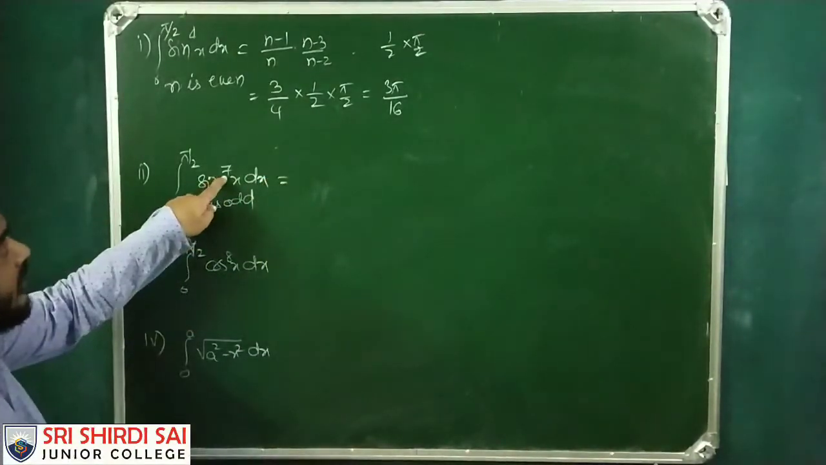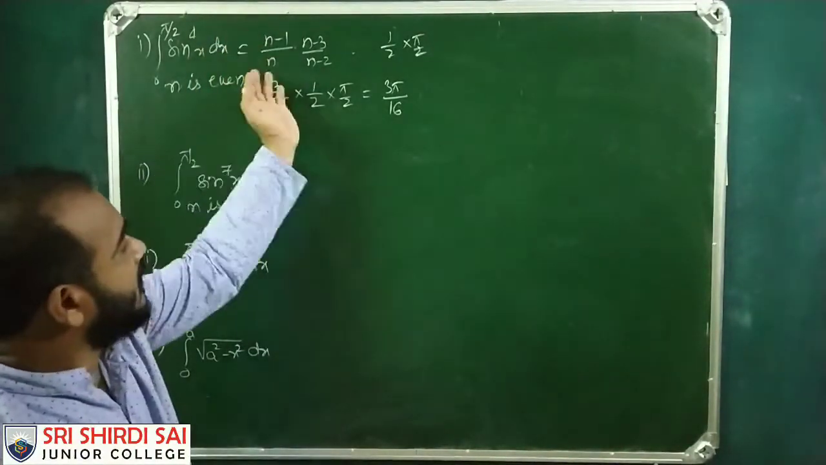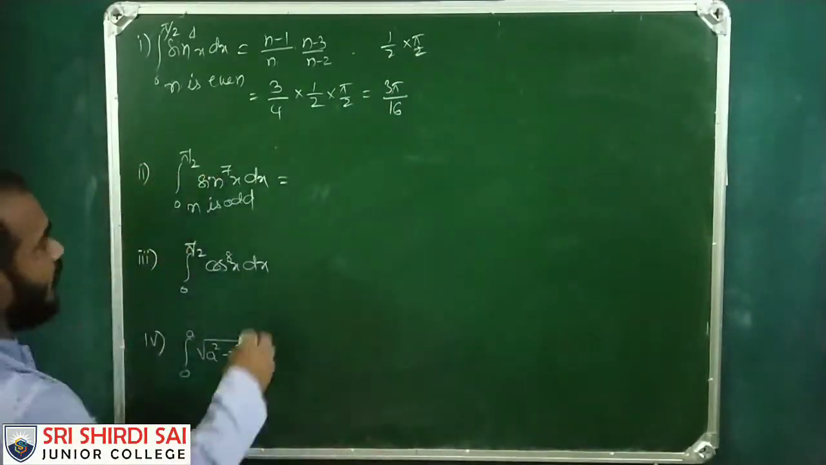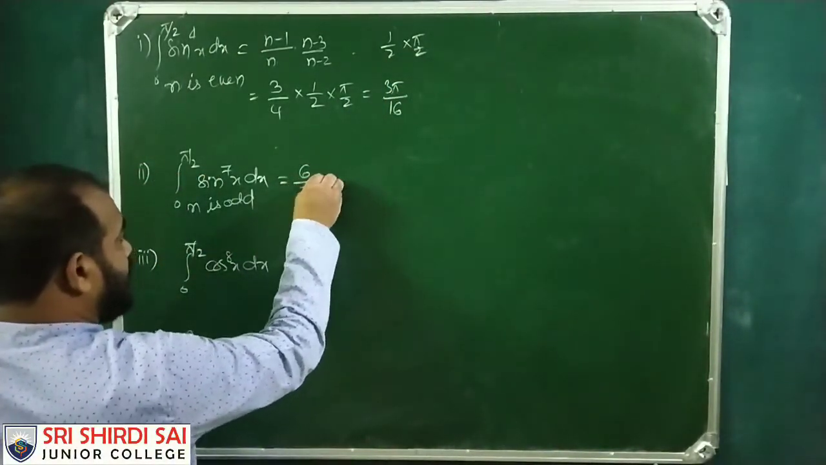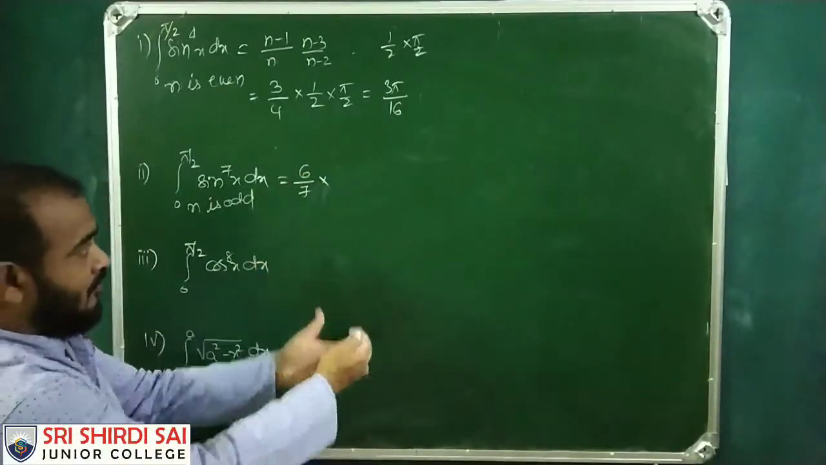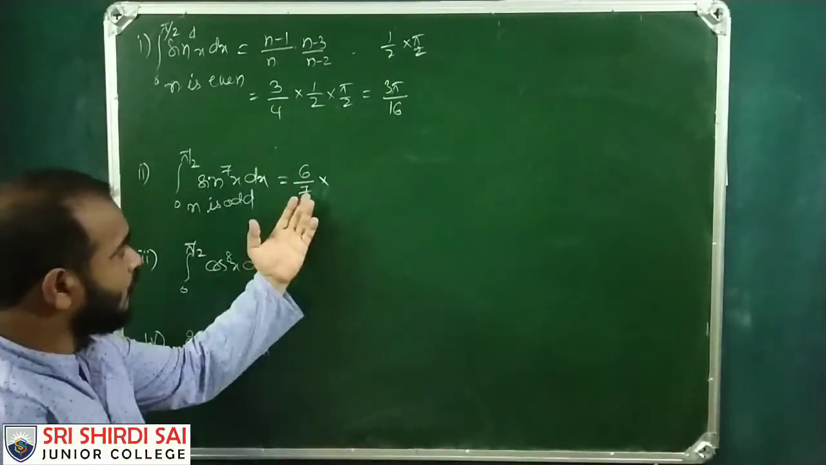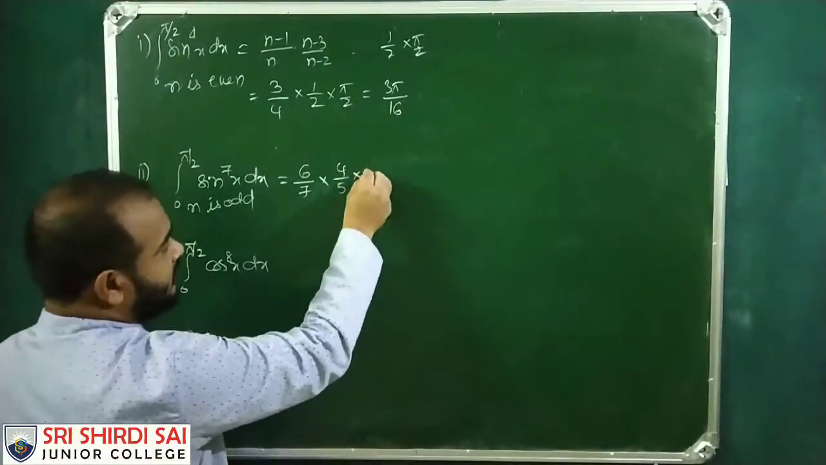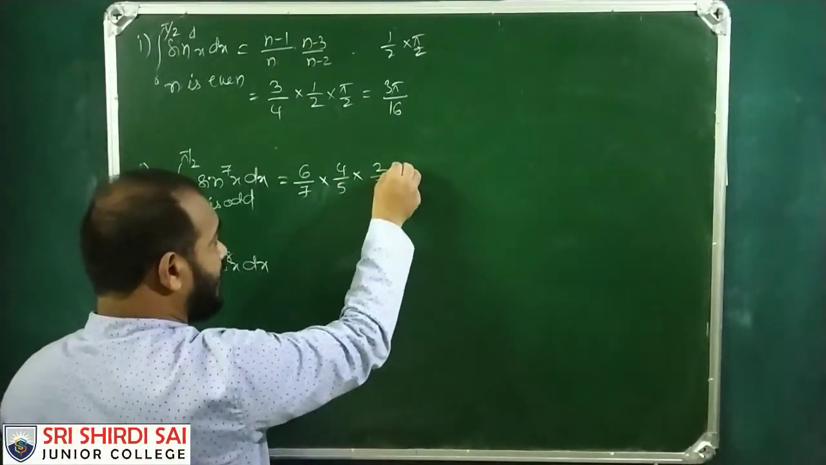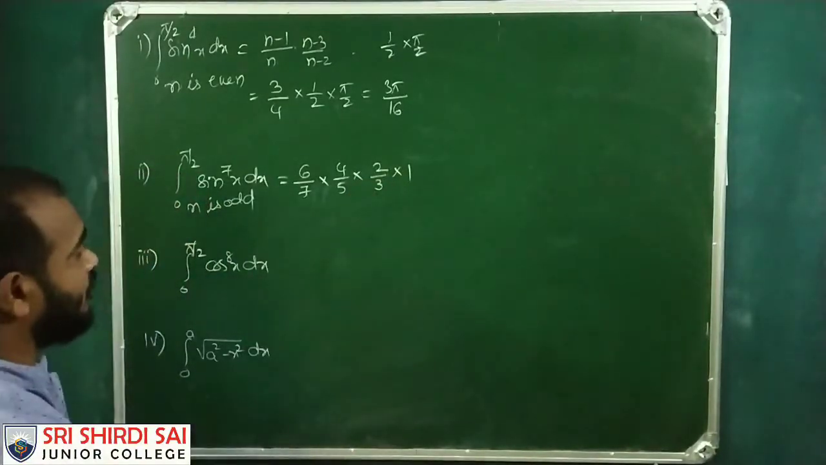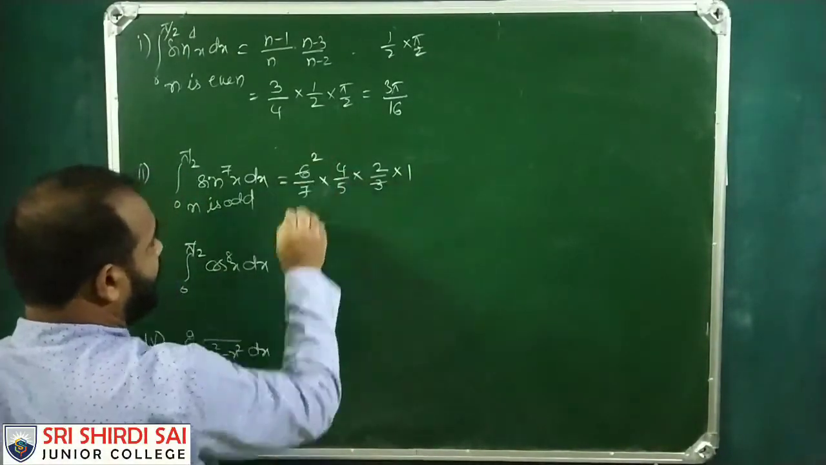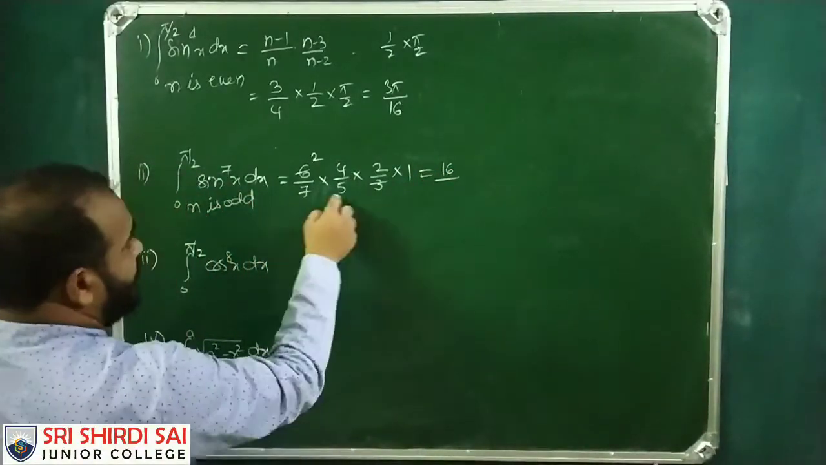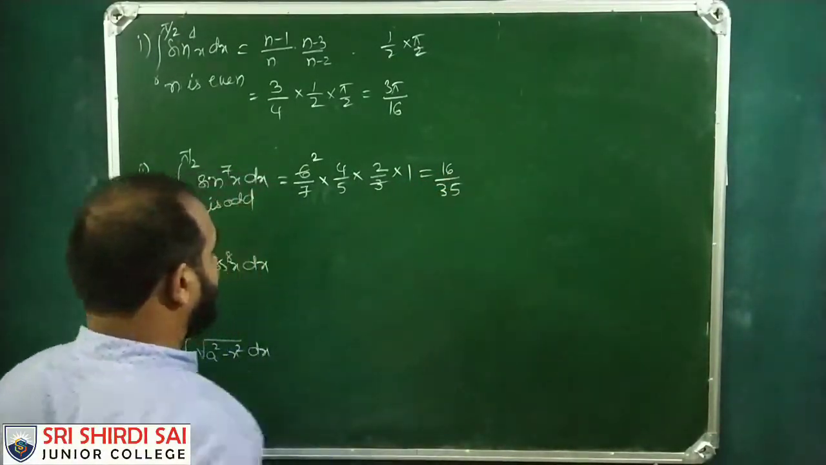So 7 minus 1, same. But here 2 by 3 into 1 is what we are getting, right? So 7 minus 1 is 6 by 7. Is further reduction possible or not? Of course possible. So 4 by 5. Next further reduction 2 by 3. If 2 by 3 we get, into 1 is the answer. So 3 2s are 6, 2 4s are 8, 8 2s are 16 by 7 5s are 35.